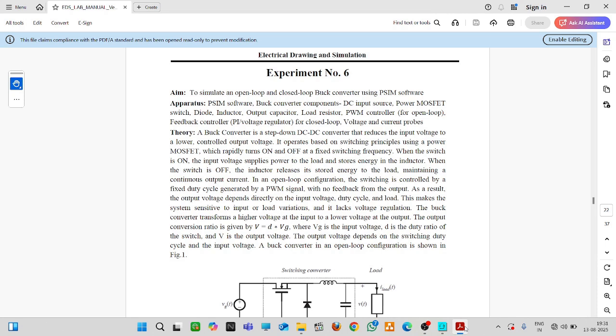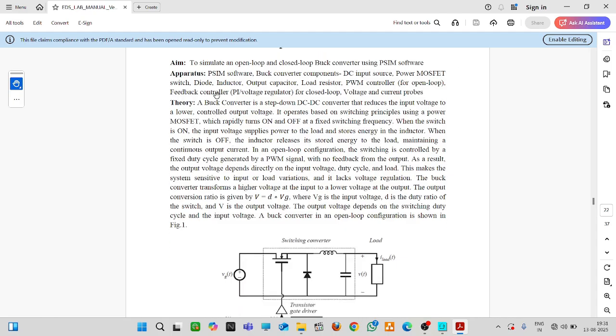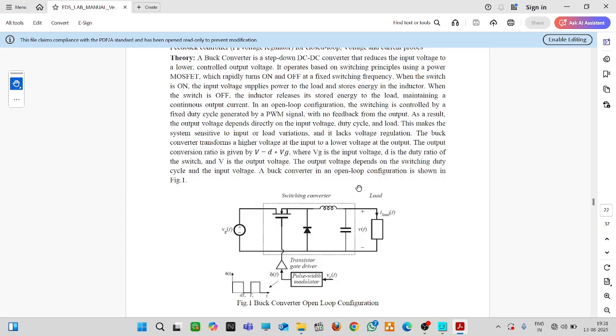So today we will try one more simulation, and this simulation is about the open loop and the closed loop buck converter using PSIM software. Now you know that the buck converter means that the output voltage will be lower as compared to the input voltage, and this DC-DC converter is going to be operated at a very high switching frequency. So you can see that this is the circuit diagram of the buck converter.